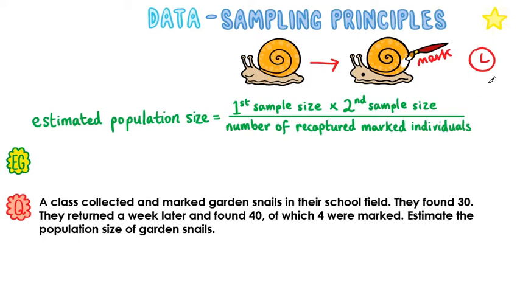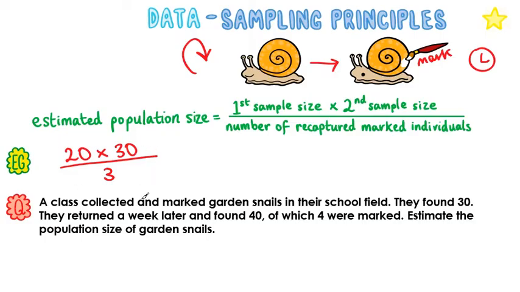Then you return to your sample site, and then you collect them all over again. So you collect a certain sample size, and then you see how many of them that you find have still got the mark. So let's do an example. Let's say the first time you go out to collect a sample, you find 20 snails. And then you mark them all. Then you leave them for, let's say, 2 days, and then you go out and you collect another sample size. This time you find 30. But of that 30, only 3 are marked with the white paint.